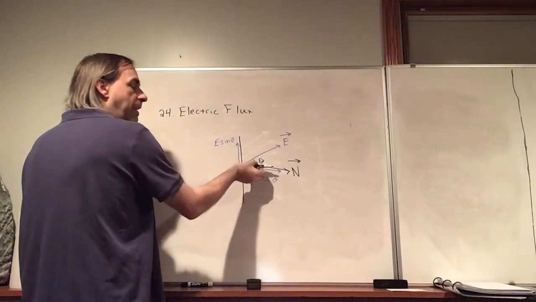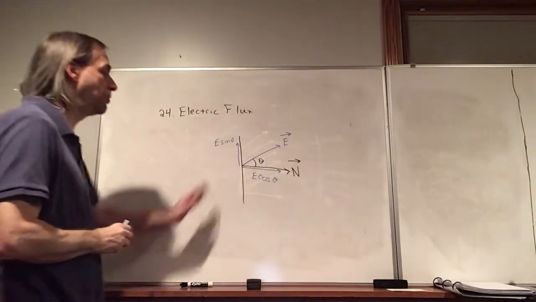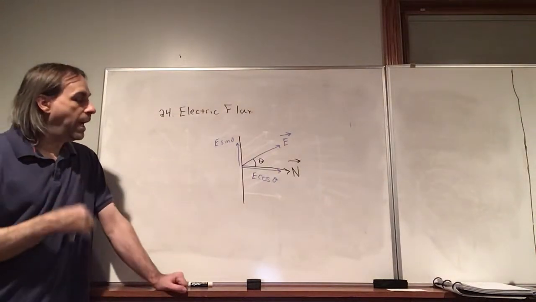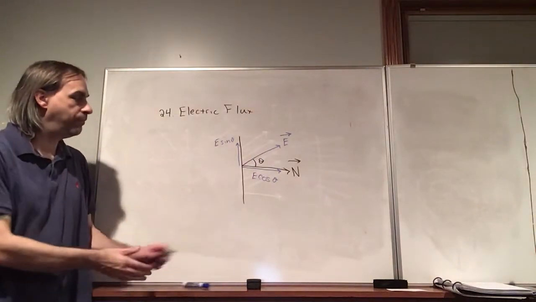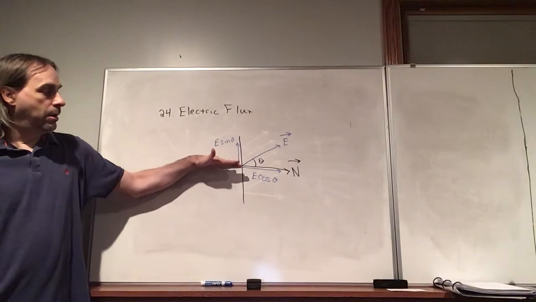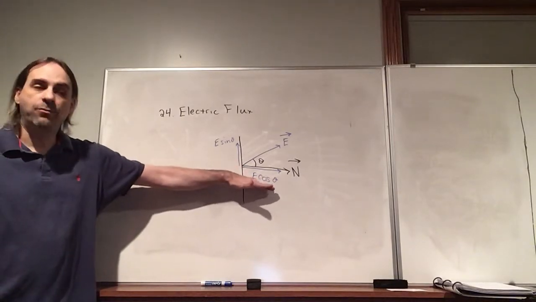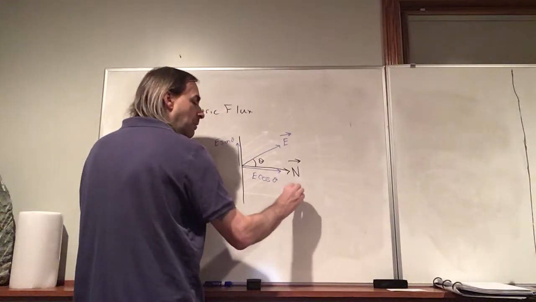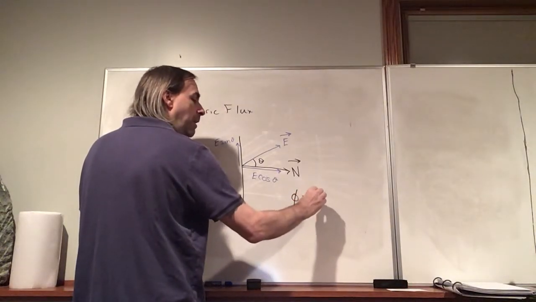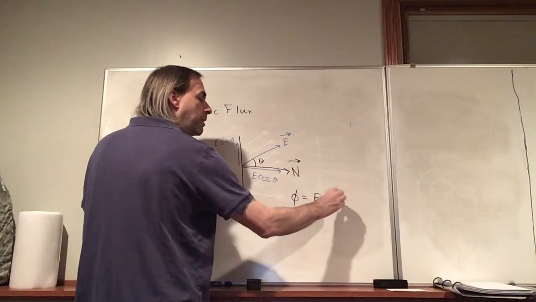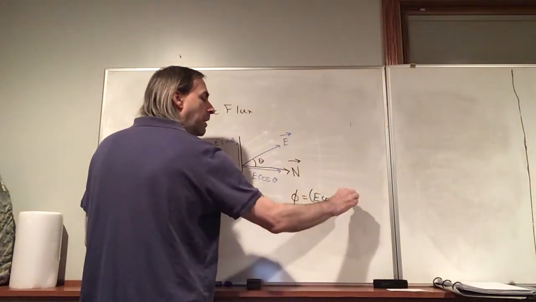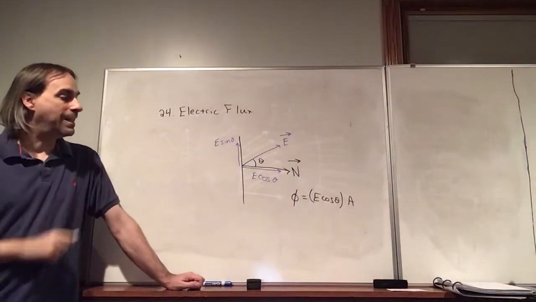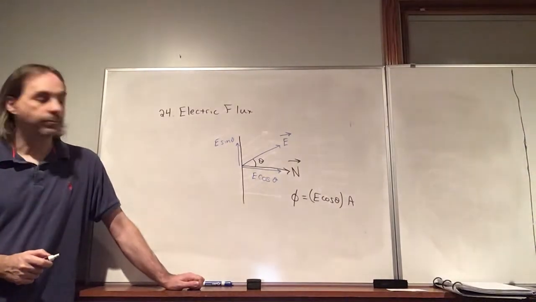So this one's adjacent to the angle, so we use cosine. This one's opposite the angle, we use sine. And so overall, this component is passing through the surface, so the flux would be E cosine theta. So that's just the component of the electric field passing through the surface times the area.